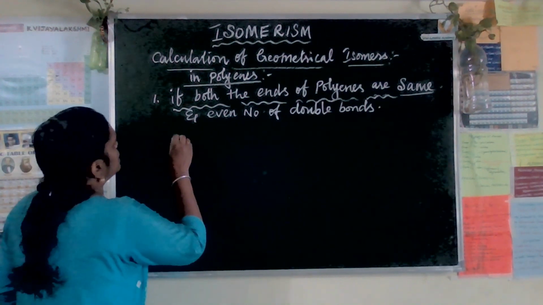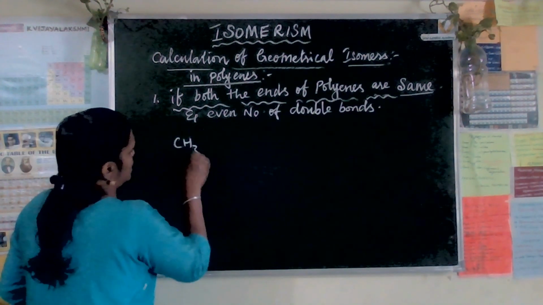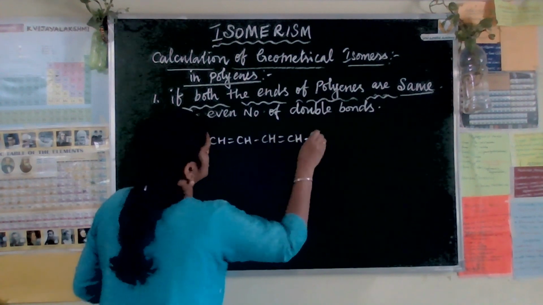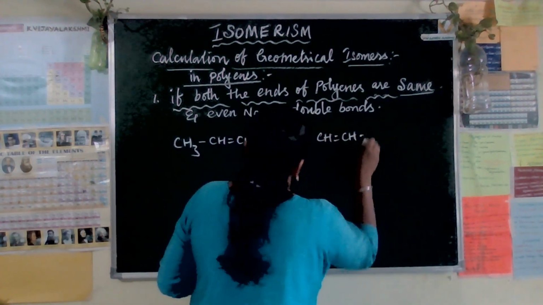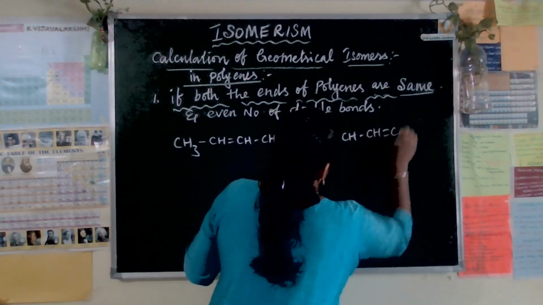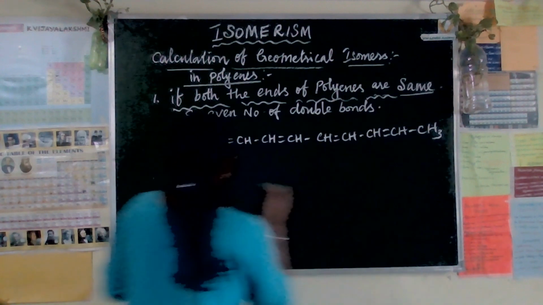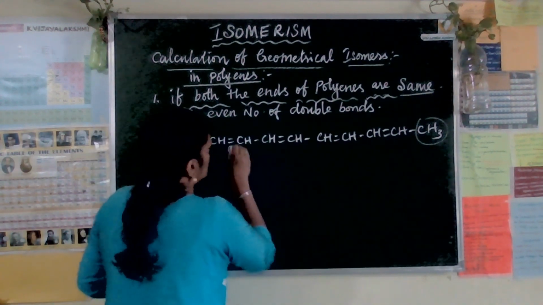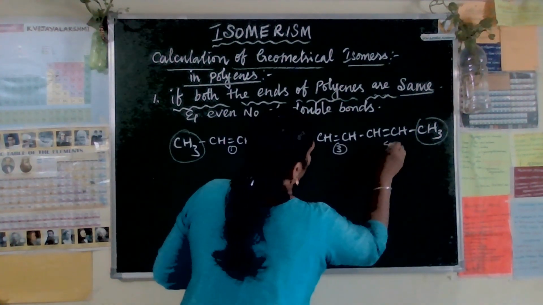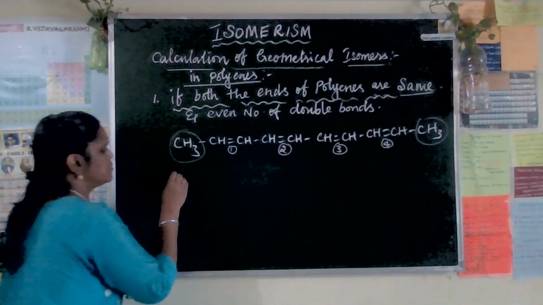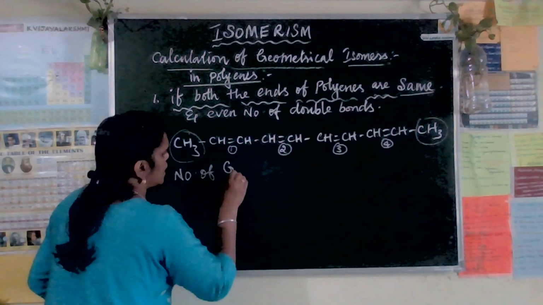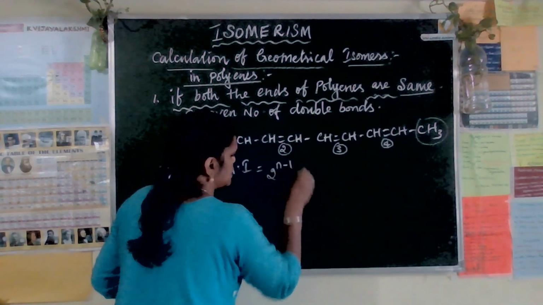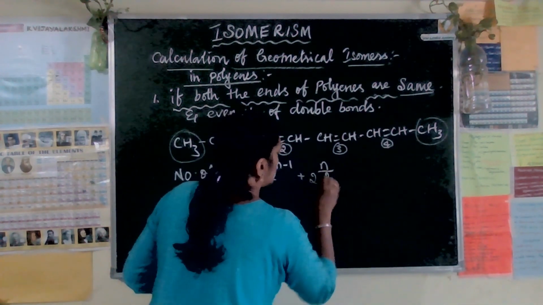Now here both the ends are the same. CH3, CH double bond CH, CH double bond CH, CH double bond CH, CH double bond CH, CH3. Both the ends are the same, and how many double bonds? 1, 2, 3 and 4. For this, what is the formula? The number of geometrical isomers is equal to 2 to the power of n minus 1 plus 2 to the power of n by 2 minus 1.